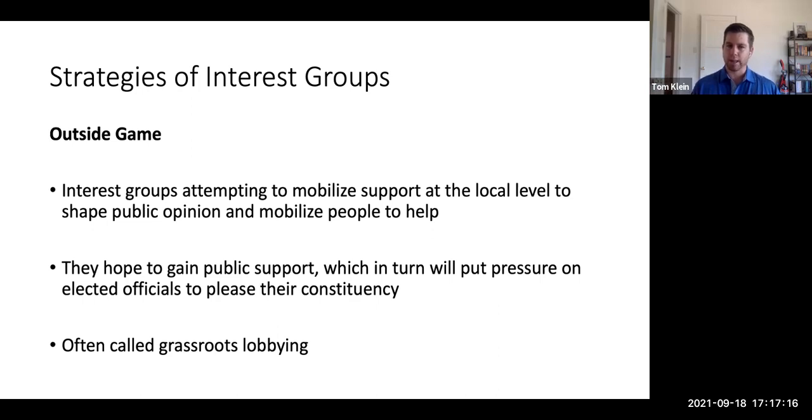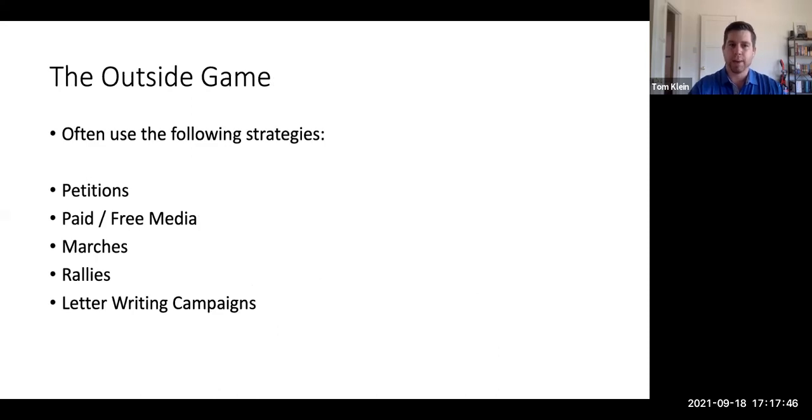It's attempting to mobilize support at a local level, getting people on your side and pushing through policy, putting pressure on politicians to enact changes that you want to see. So the ultimate goal here is to help gain public support. You want the public on your side. And if you have enough people on your side, you can put pressure on elected officials to do what you want. Because after all, at the end of the day, they're not going to get reelected unless people are happy with them.